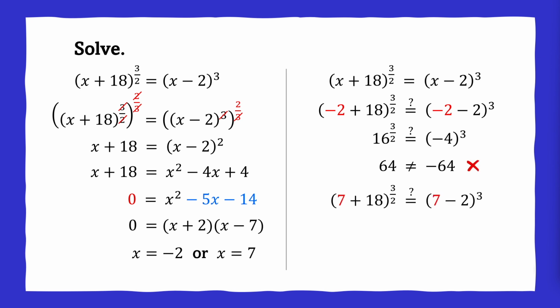How about 7? Simplifying, we get 25 to the power of 3 halves equals 125. Therefore, 7 is the only solution.